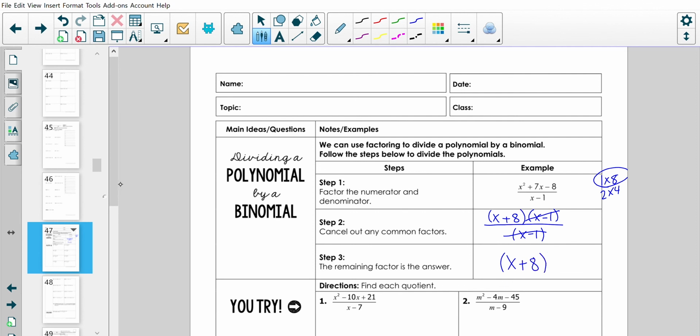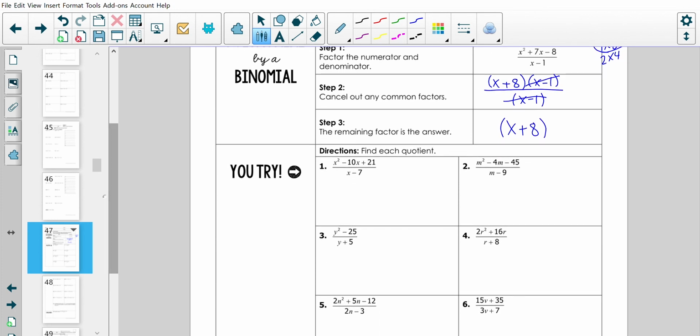Basically, like I just said, you know one of your factors, you're just finding the other one. We're just going to do the odds. Divide 21 by 7. So you know that the factor you're going to use is 3 times 7, and to get negative 10 in the middle, you would have x minus 3, x minus 7, all over x minus 7. Since these are the same, your answer is x minus 3.